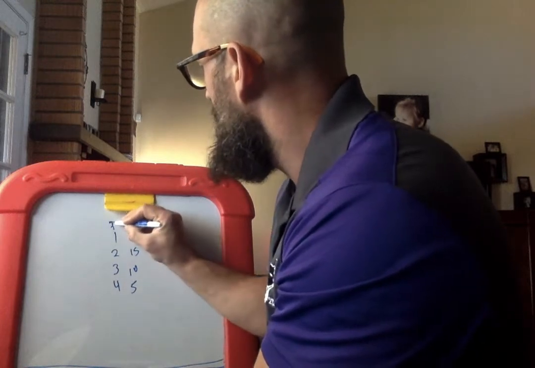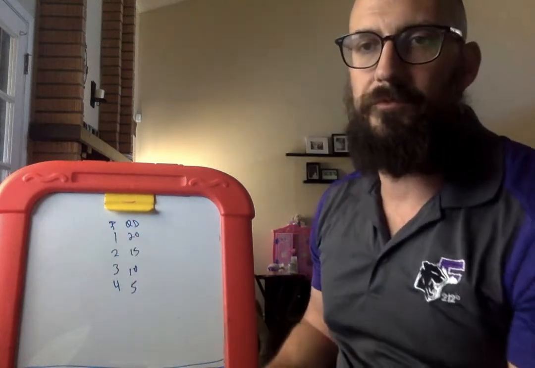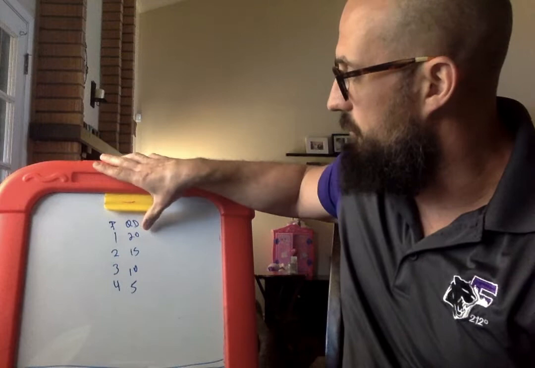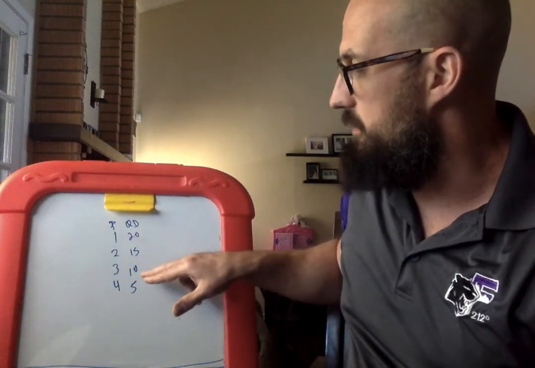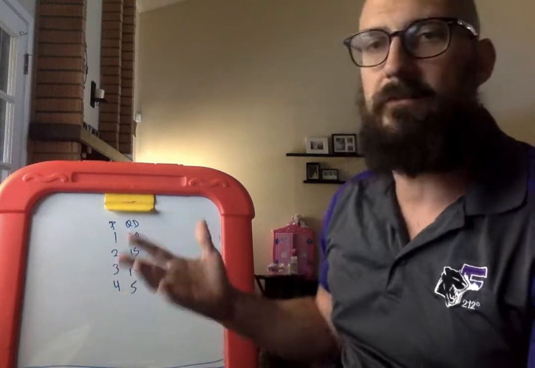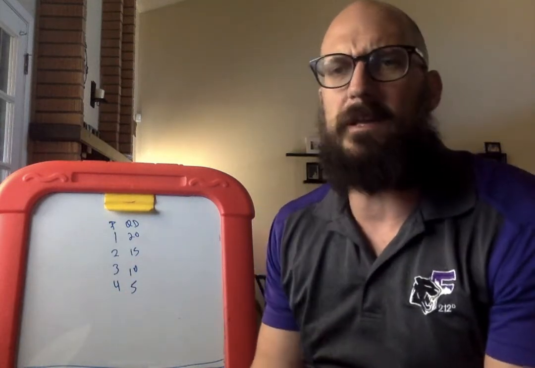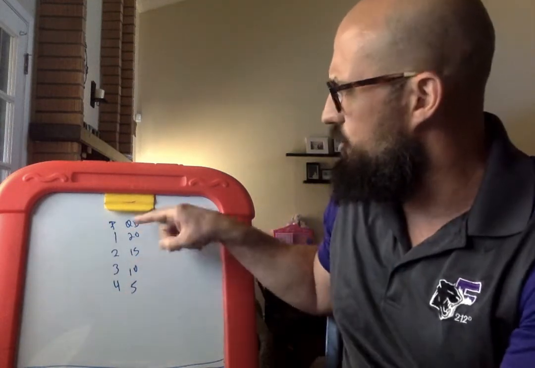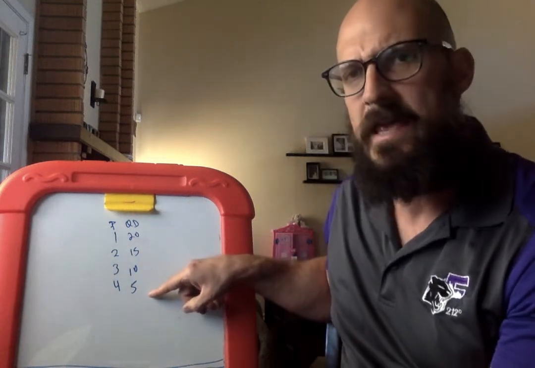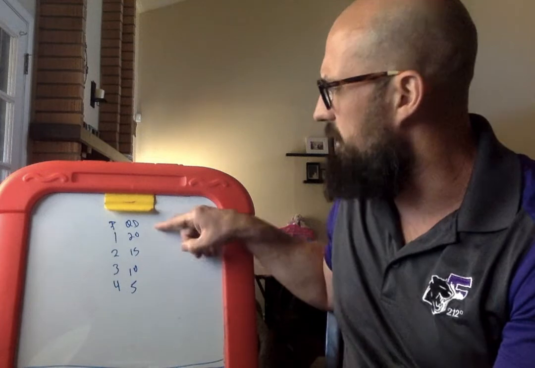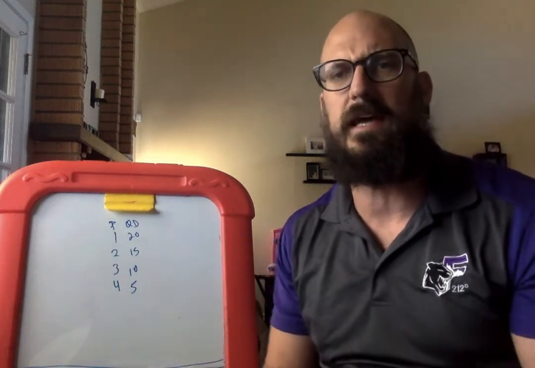These are dollars. So at $1, they would buy 20. At $2, they would buy 15. At $3, they'd buy 10. And at $4, they would buy 5. That makes sense, and again, it shows us the law of demand. As price increases, quantity decreases. As price decreases, quantity increases, again showing us that law.